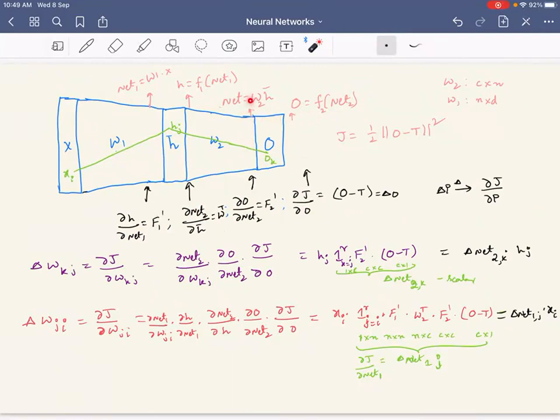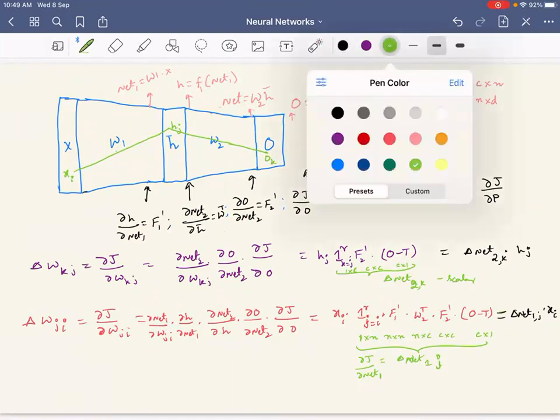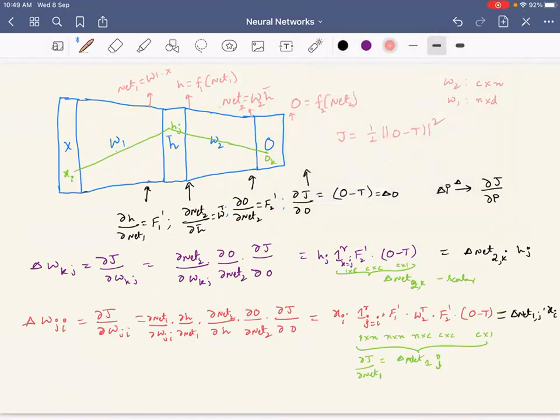So what is the net value? This is net 2. So here you will actually get two nets, one is net 1, the other is net 2. Fine. So for net 2 you will get delta net 2, or dou by dou net 2. Similarly, you write the derivatives here.